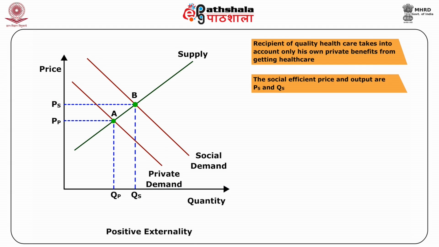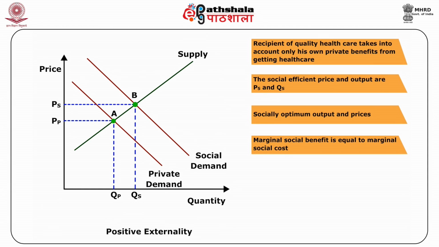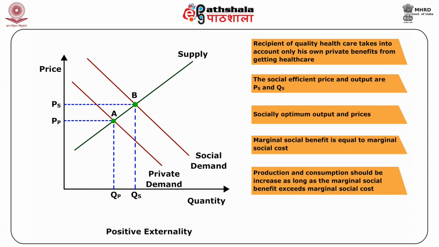This is because at point B, corresponding to socially optimum output and price, marginal social benefit is equal to marginal social cost. Production and consumption should be increased as long as the marginal social benefit exceeds marginal social cost. But here, as inefficient output QP is produced, there is a case of market failure due to allocative inefficiency. Society as a whole would be better off if more had been consumed.